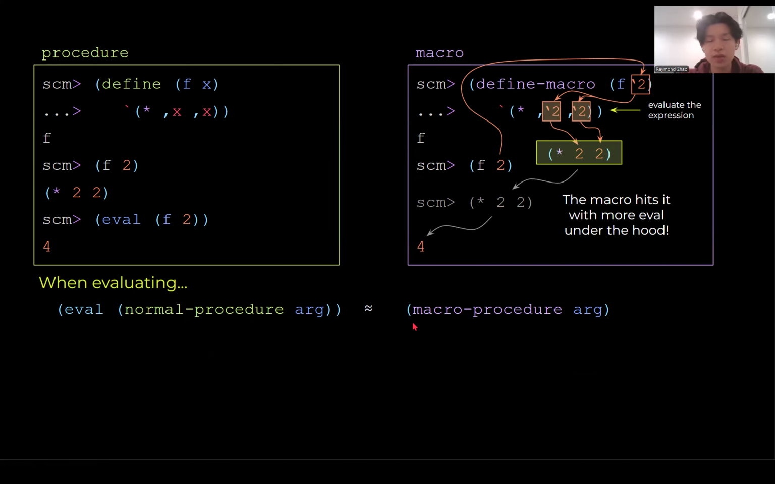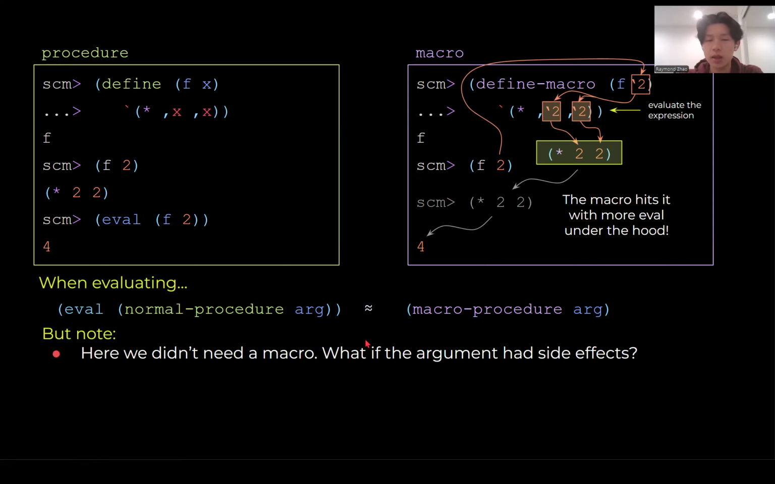So we can make the claim that evaluating a macro procedure is approximately equal to evaluating a normal procedure, but then calling eval on it once again. I say approximately equal because there are other important properties of the macro. For example, the unevaluated operands. And why is that important? Here, I didn't really even need a macro. I could have just done my sort of homemade macro over here. But that's not always the case.